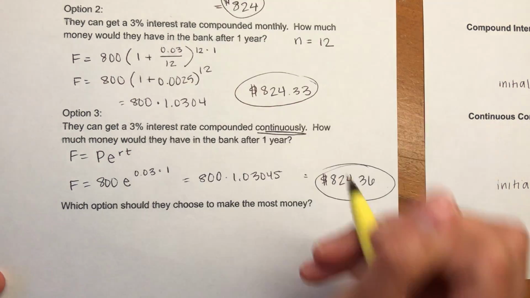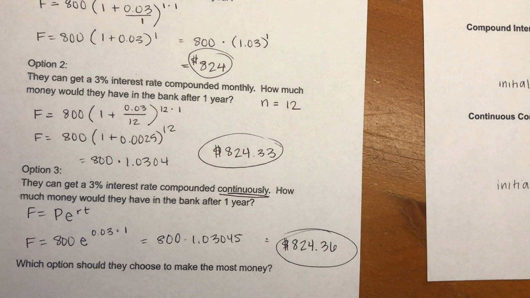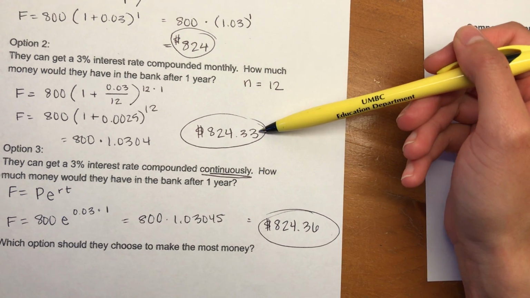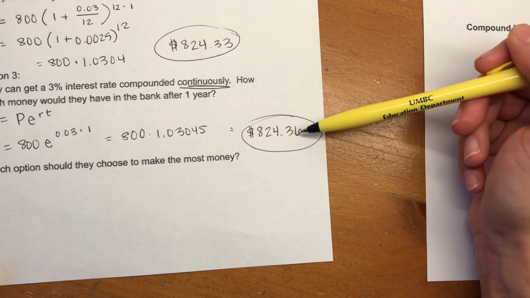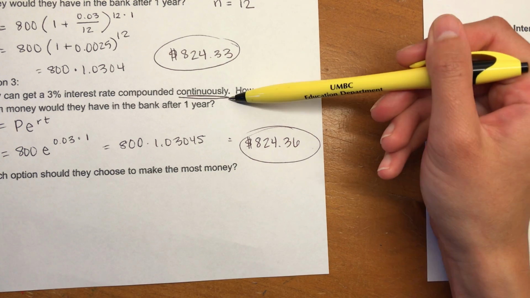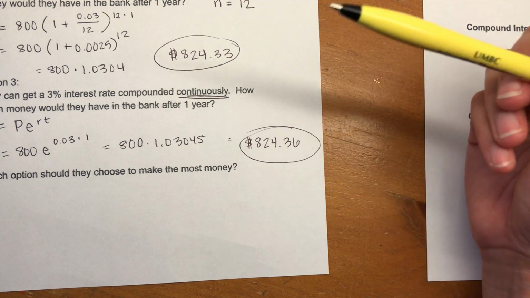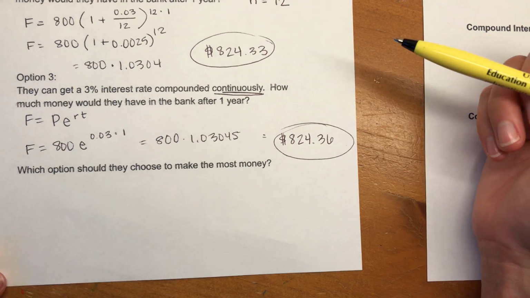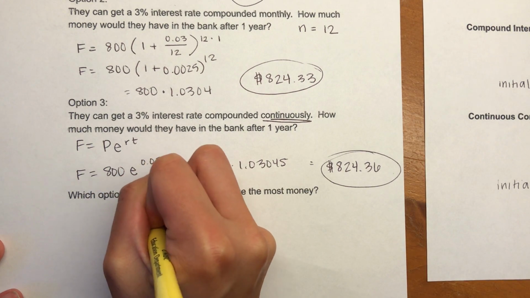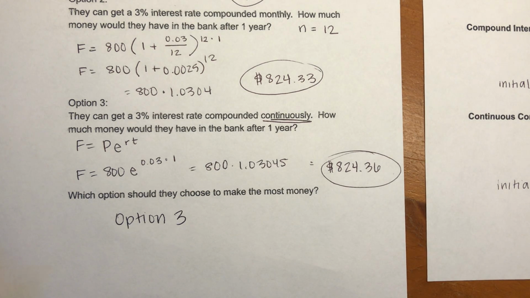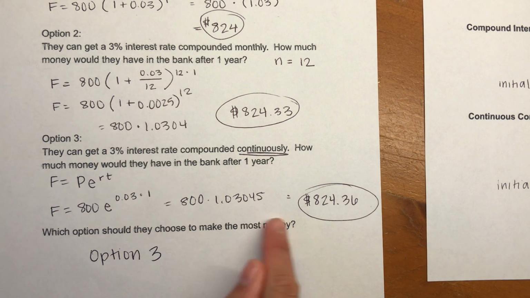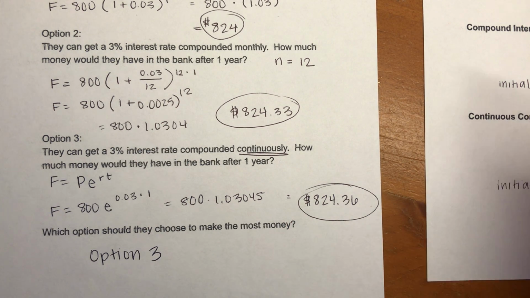So what we've seen here, based on my 3 values, compounding at different intervals, right? So compounding yearly, I got $824. Compounding monthly, I got $824.33. But compounding continuously, I got $824.36. So anytime you see continuously, that means we're getting the most amount of money possible with the compounding periods. Okay? So obviously they should choose option 3, because this is going to make them the most money. Okay, so that's why it's important to know these other formulas and to know what compounding continuously can do.